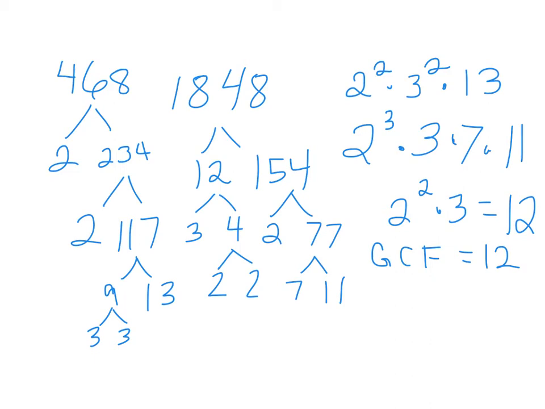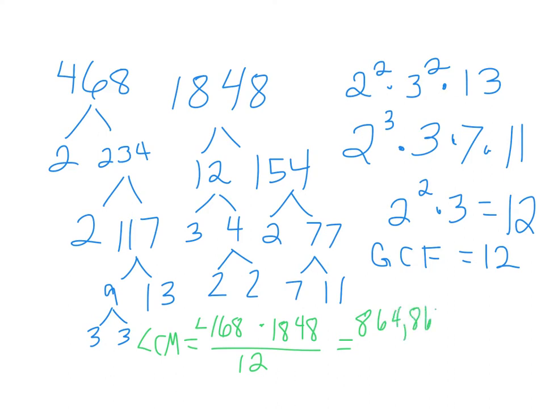So I'm going to take the product, and I'm going to come down here and write it. So the LCM will be equal to the product 468 times 1848 divided by the GCF, or 12. And the product of 468 and 1848 is 864,864. And if I divide that by 12, the lowest common multiple is going to be 72,072. So that's the lowest common multiple.